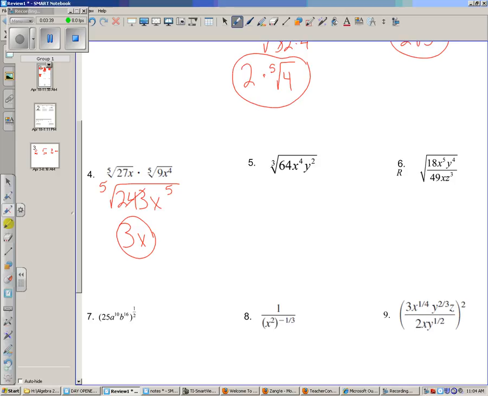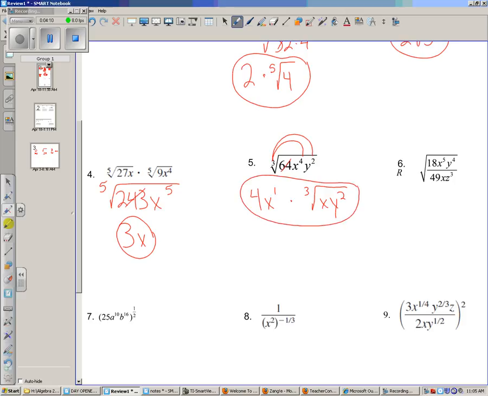Number 5, same thing. I'm going to take out whatever I can that's perfect with my cubed root. 64 has a perfect cubed root. That can come out and become a 4. X to the fourth isn't perfect, but some of it can come out. 3 goes into 4 one time, but I'm still going to have a remainder of 1 x left in there. So there's the x that's left in. And then 3 doesn't go into 2, so all of the y is going to have to stay in there. And then this is my answer.